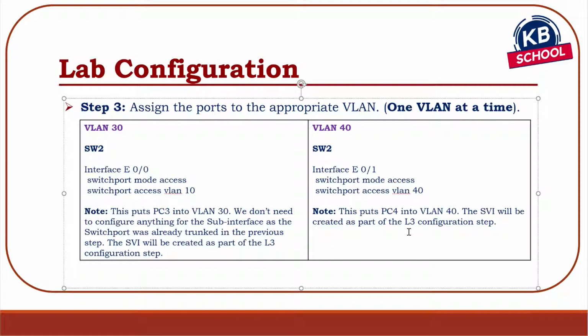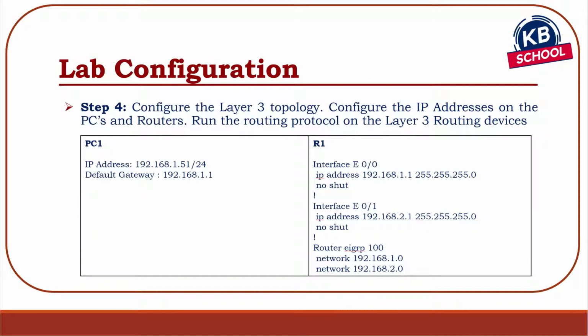One VLAN at a time, take a look at the ports, look at what ports on the switch they're connected to, assign those switch ports to the appropriate VLAN. If it's a sub interface on the device, the corresponding switchport is a trunk. That's all you got to remember. All right. With that in mind, the fourth step, configure the layer 3 topology, the IP address of your PC. Let me show you that.